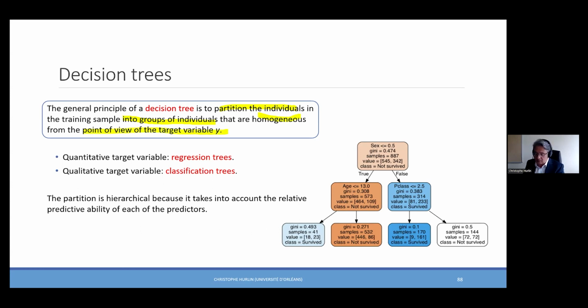Okay, so let us imagine that we have the binary variable y. Then my objective is to group together people for whom we observe y equal to 0 and people for whom we observe y equal to 1. And I want to group them according to their features x. So I will use the features x to group the individuals according to their target variable y. If the target variable is continuous, we have a regression tree. And if the target variable is discrete, we have a classification tree.